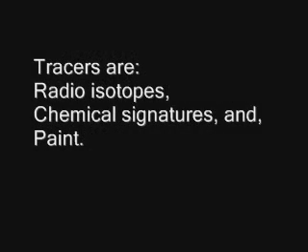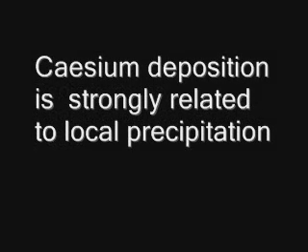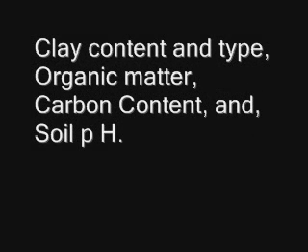Traces are radioisotopes, chemical signatures, and paint. Chemical half-life lets us know how long a substance has been there. However, wet deposition is greater than sedimentation, so cesium deposition is strongly related to local precipitation. Peak concentration is normally at the surface, and traces tell us about clay content and type, organic matter, carbon content, and soil pH.